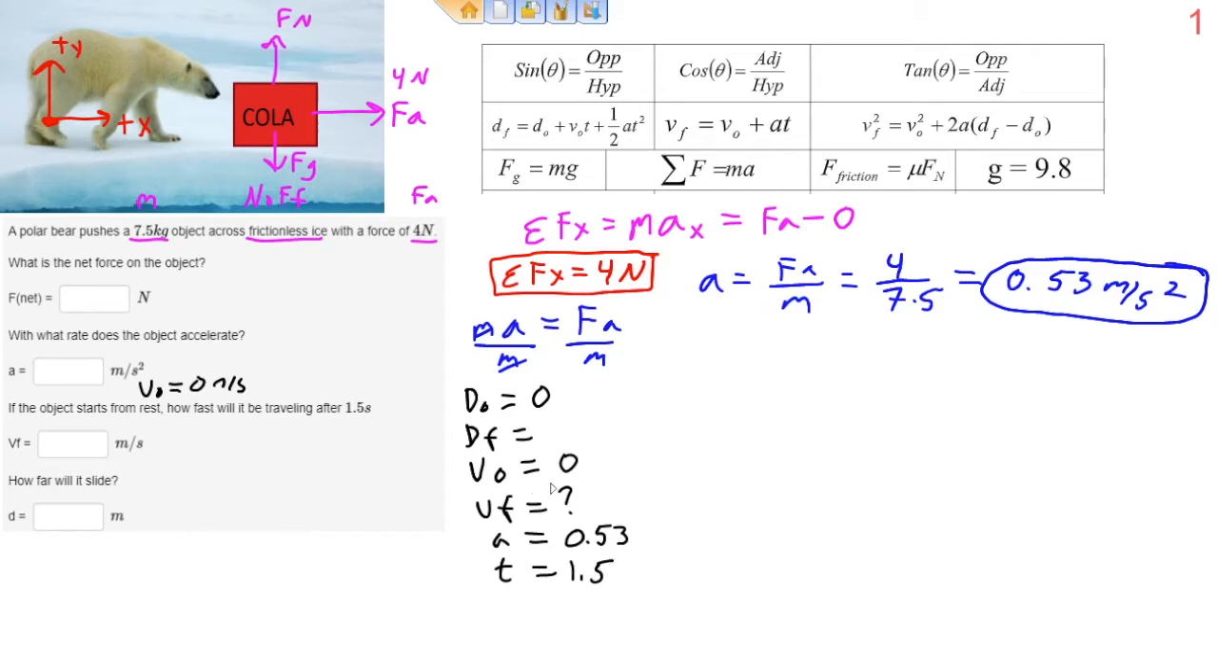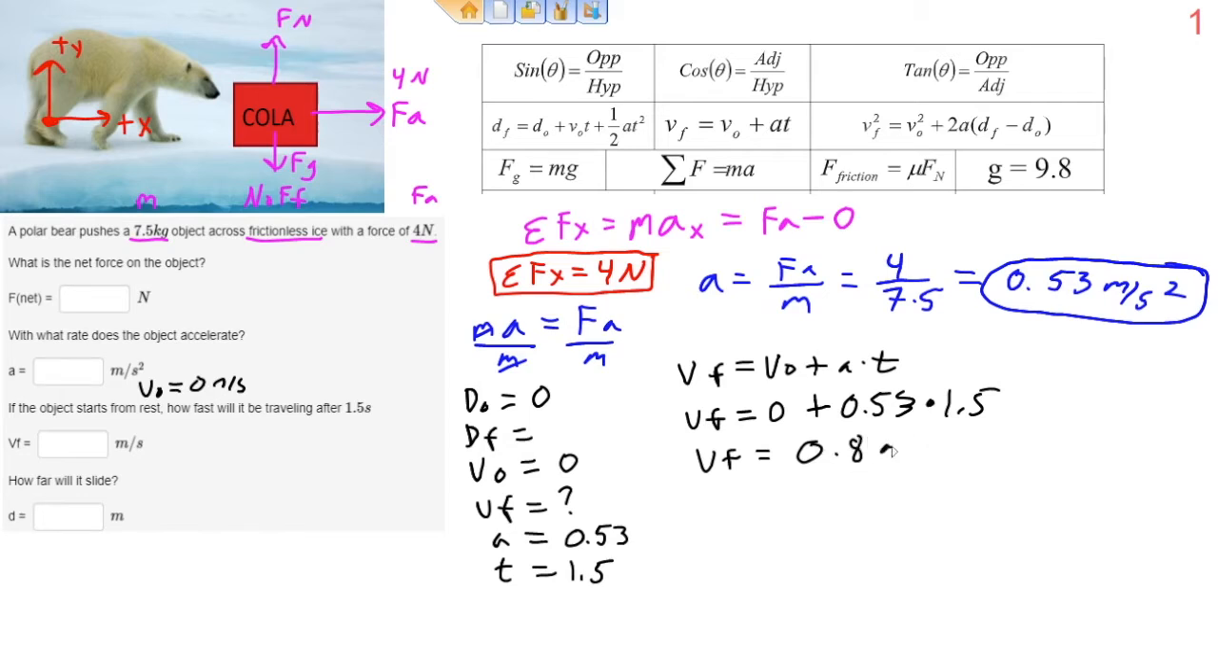Since I have v0, I have a, I have t, and I'm solving for vf, I'm just going to go ahead and use a little pup. So vf equals v0 plus a times t. I plug in my variables. I find out that vf is equal to 0 plus 0.53 times 1.5. I do the math, and I get vf is equal to 0.8 meters per second. Last step is just asking me to figure out how far the object will slide.